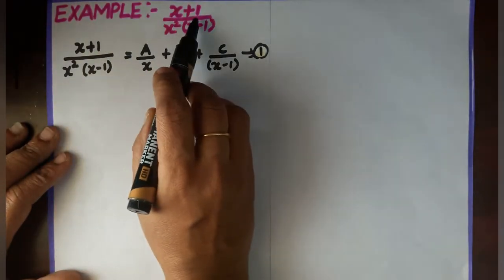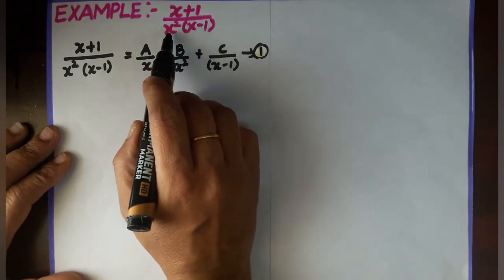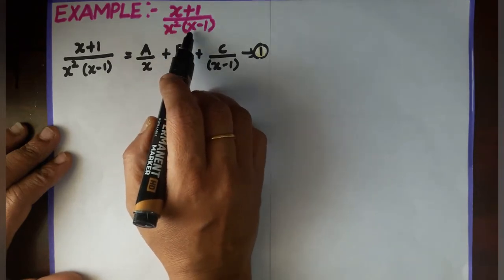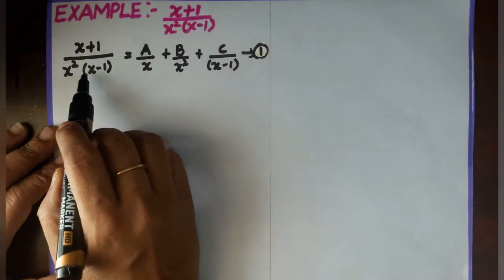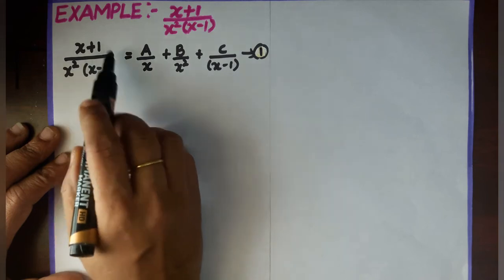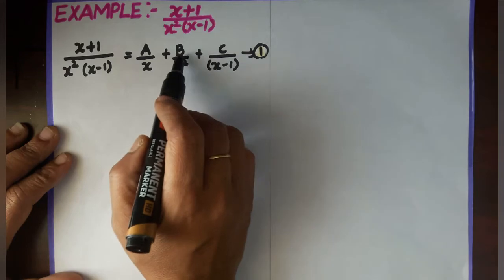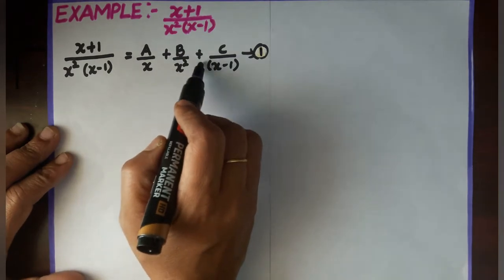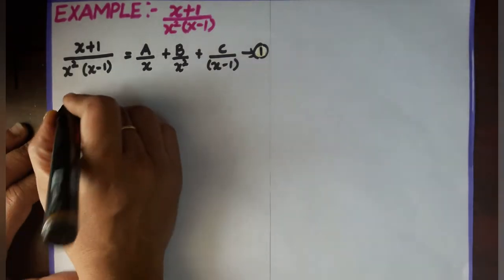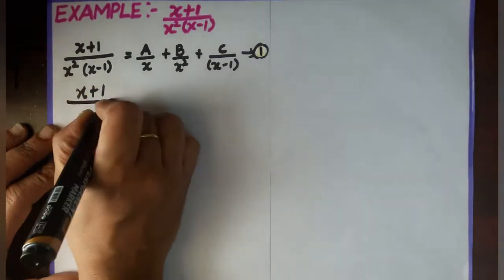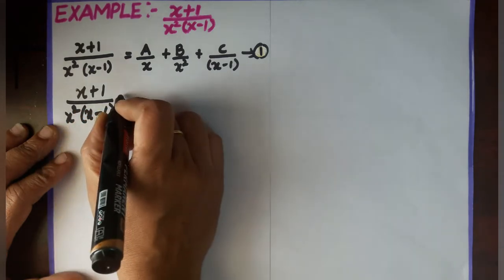Example, x plus 1 by x square into x minus 1. x square is a repeated factor. x minus 1 is one of the factors. The expansion for this case is a by x plus b by x square plus c by x minus 1. Assume this as 1. Now we need to take LCM.